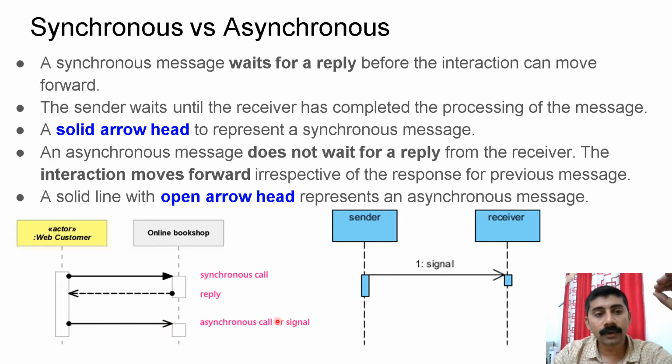So a synchronous message, also known as blocking code, will wait for a response. Without receiving the response, it will not move further. It is like I am asking you something, then I will wait for your answer. Without getting your answer, I will not tell the next content. So that is a kind of synchronous message. In the case of an asynchronous message, the sender will not wait for the reply from the receiver. And the representation is: solid arrowhead indicates synchronous message, open arrowhead indicates asynchronous message.